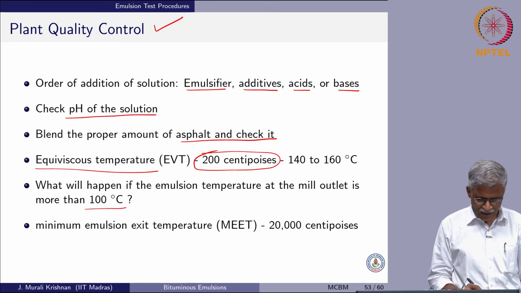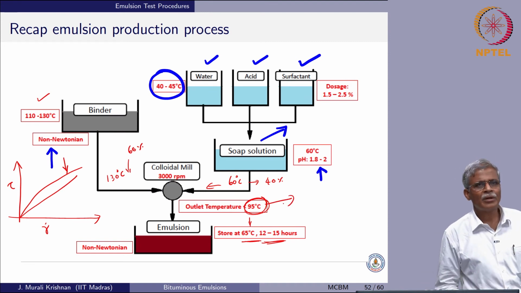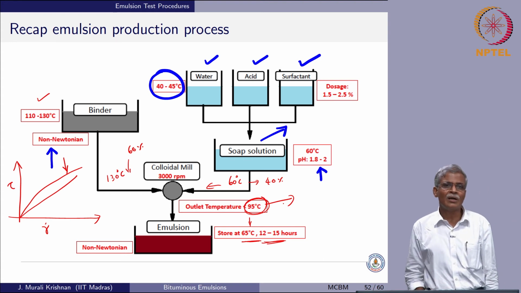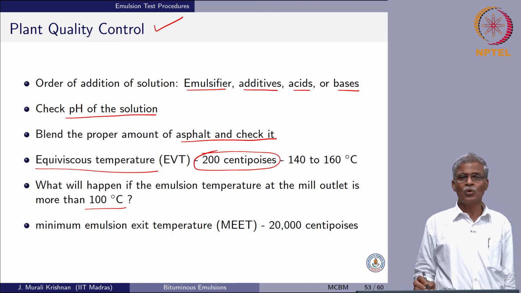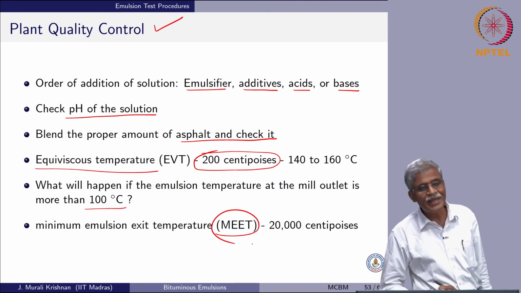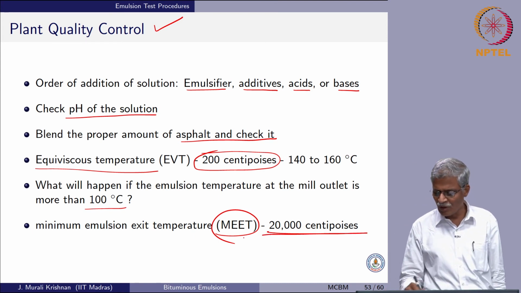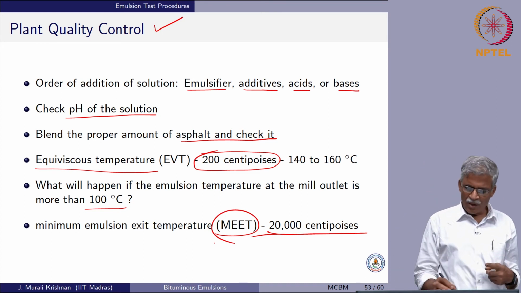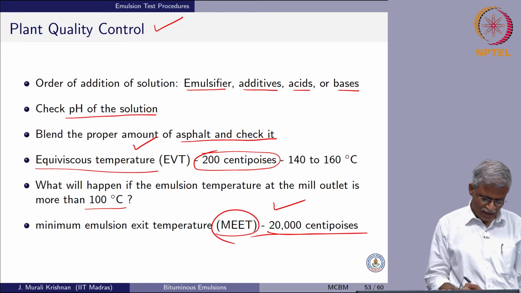Now comes the most critical thing. If you are not very careful, what will really happen? If the emulsion exit temperature goes above 100 degree centigrade and you have 40% of it by volume, one needs to be very careful, and there is a minimum emulsion exit temperature, it is roughly of the order of 20,000 centipoise. So, two important things: what is the equi-viscous temperature, and what is the emulsion exit temperature.